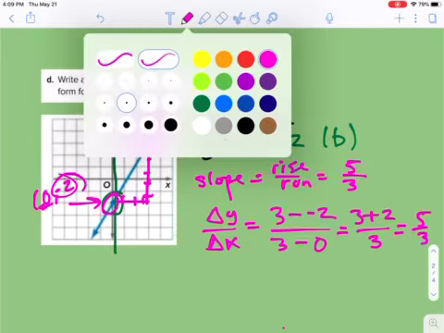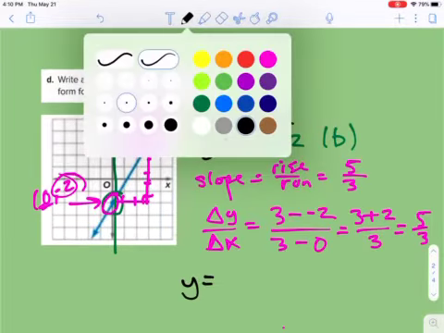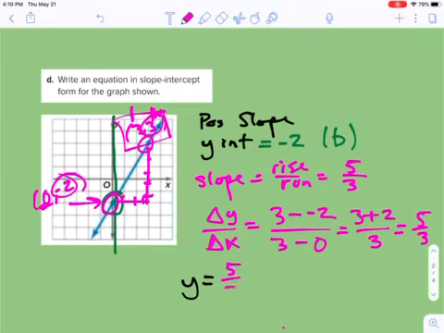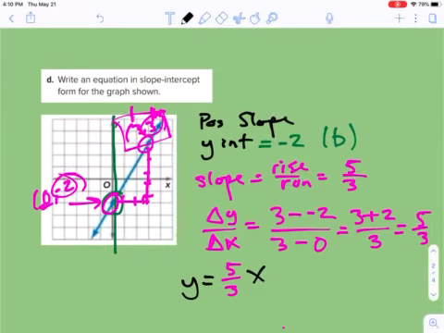So now that I have my slope and my y-intercept, it's just a matter of plugging them in. So y equals my 5/3. Let's put my x down. All right, I apologize for all the color shifting, but I really want this to make sense to you.